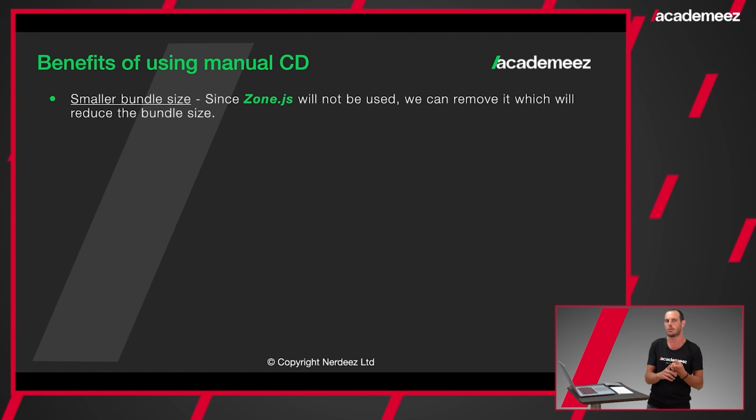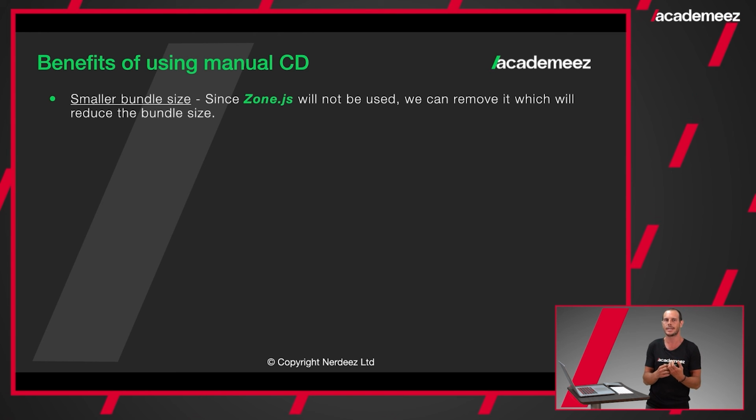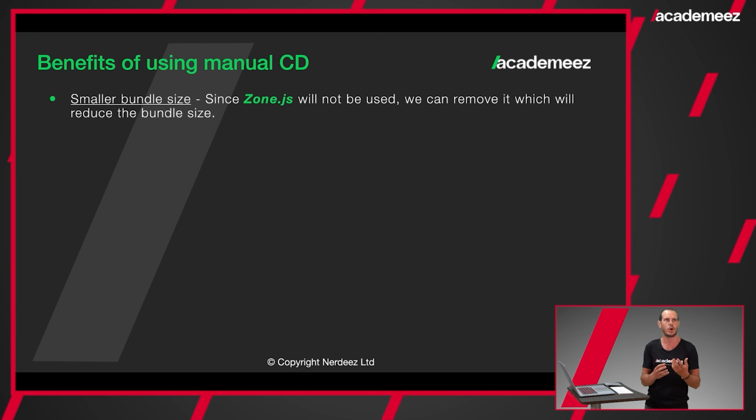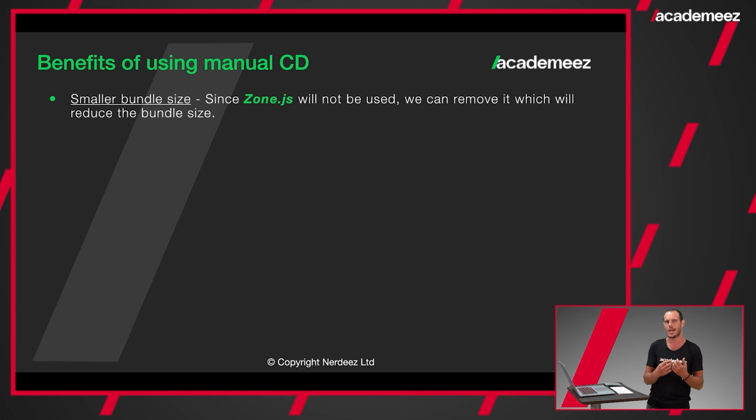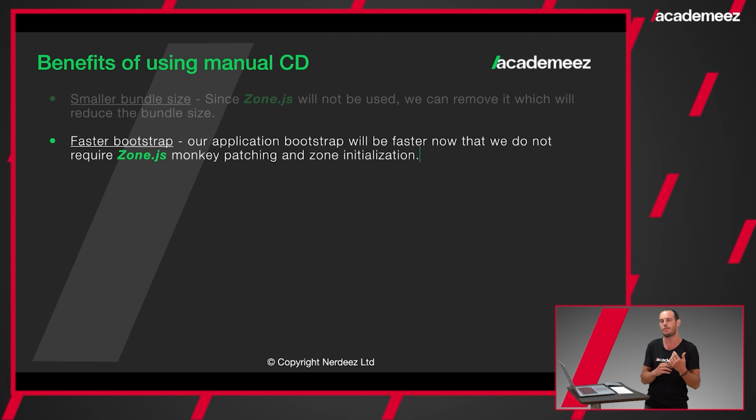The first thing that we examined in this lesson, we saw that if we remove zone.js, obviously our bundle size will be smaller. I think it was approximately 32 to 33 kilobytes that we removed from our bundle. Removing zone.js means faster bootstrap.